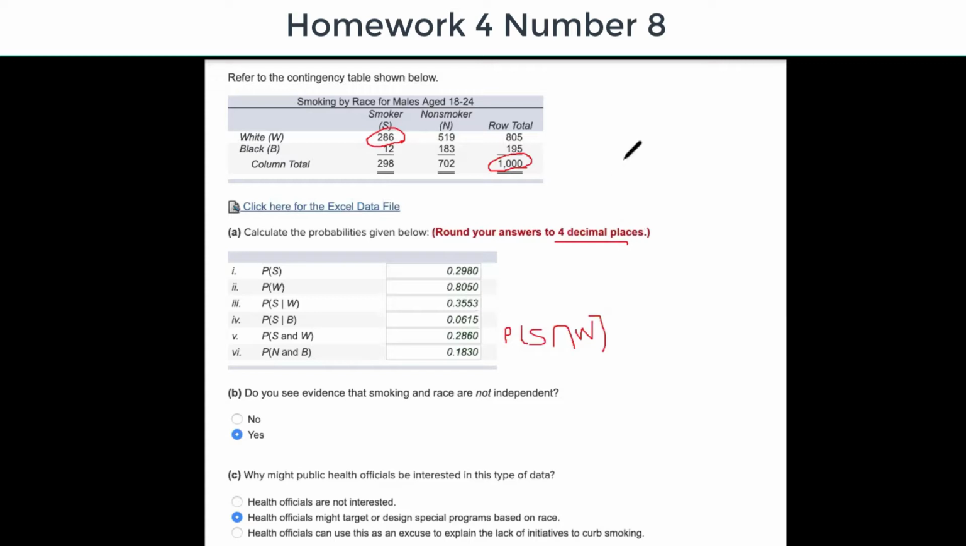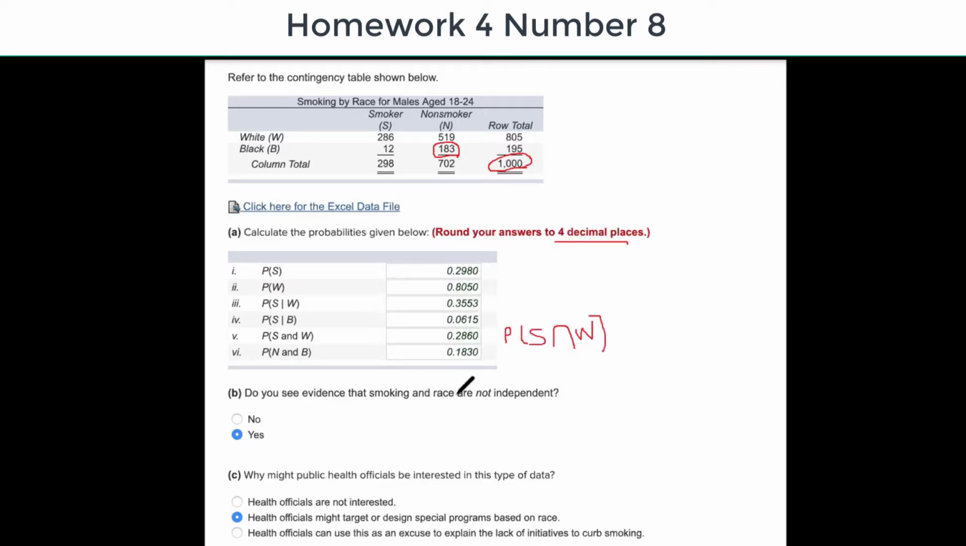Okay. Then for the next one, we want the probability of non-smoker and black. So we're going to find the black non-smokers. Black non-smoker, here is where they intersect. Those are the black non-smokers. 183 out of 1,000, divide those two, and we get 0.1830. Now the next question, that was all your probabilities.